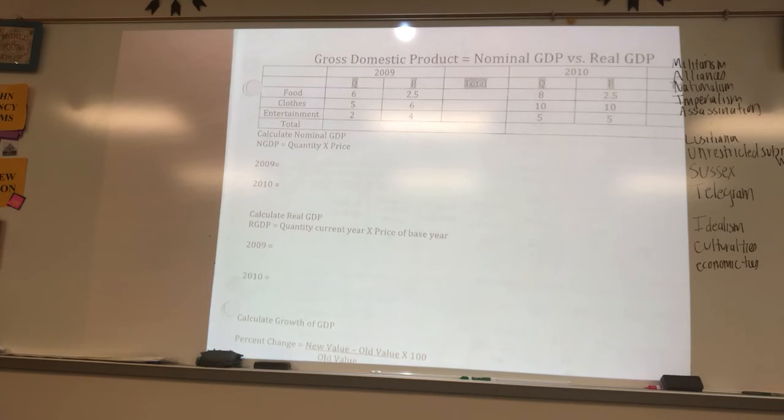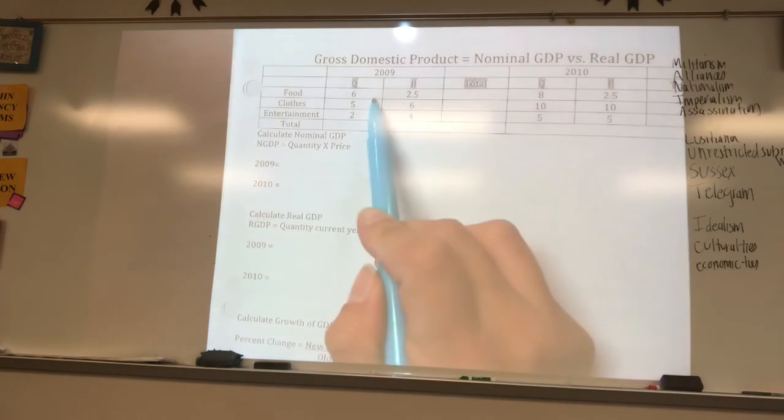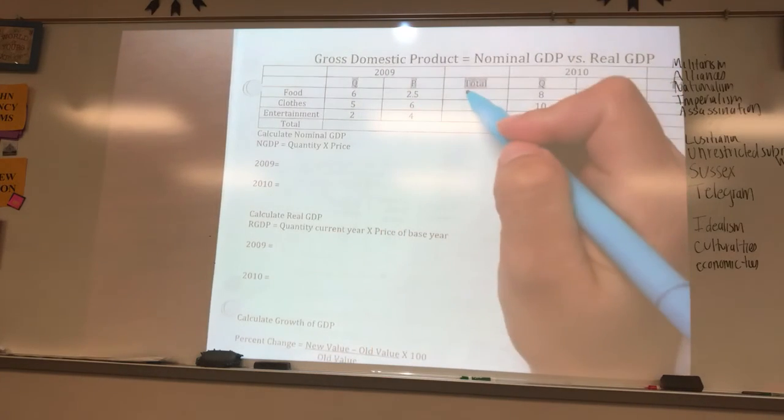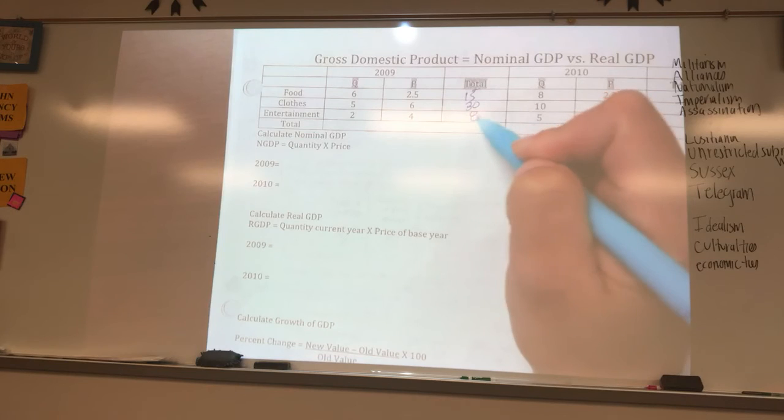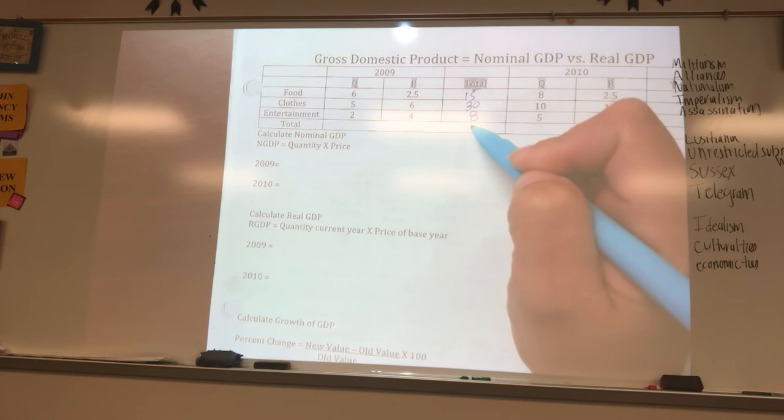Okay, have y'all all gotten through the nominal? The first one up here. So what did y'all get for food? 15. What did y'all get for clothes? What did y'all get for entertainment? So what did that give you for the nominal GDP of 2009?